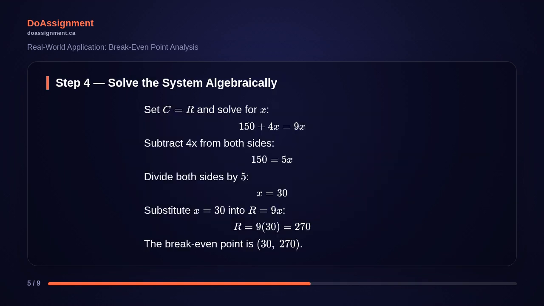To solve algebraically, set cost equal to revenue. 150 plus 4x equals 9x. Subtract 4x from both sides to get 150 equals 5x. Divide both sides by 5 to get x equals 30. Plugging back in, the revenue is 9 times 30, which is 270. So the break-even point is the ordered pair (30, 270).